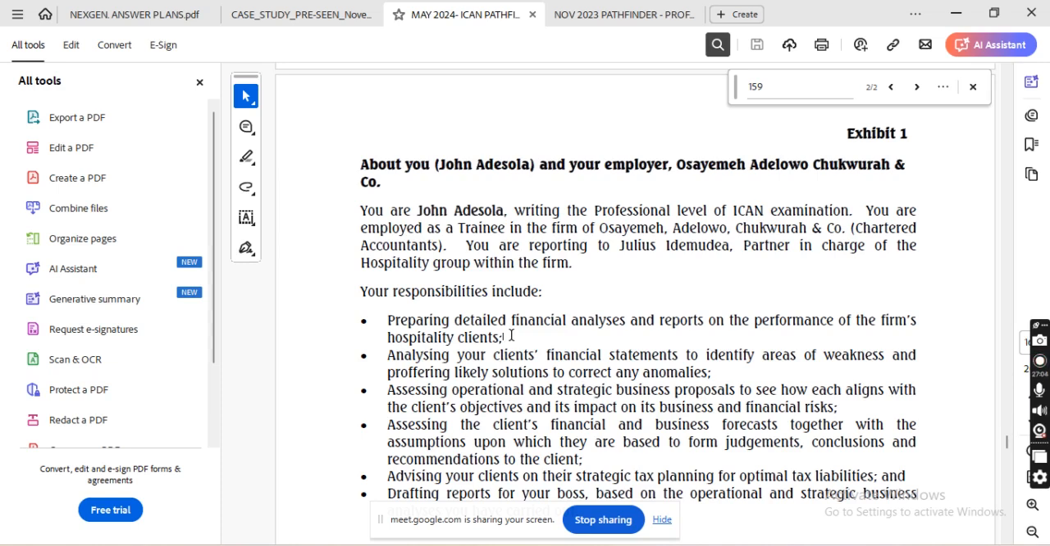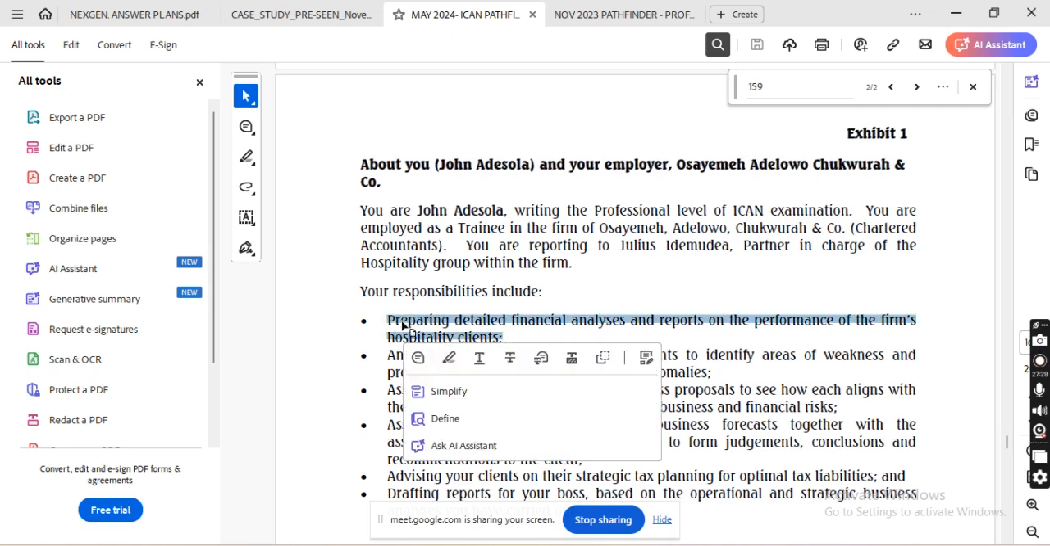Don't forget, in audit, there are different departments, such as the hospitality industry. Some people will be in tax. Now, when you look at this, preparing detailed financial analysis and reports on the performance of the firm's hospitality clients, it is an external report.